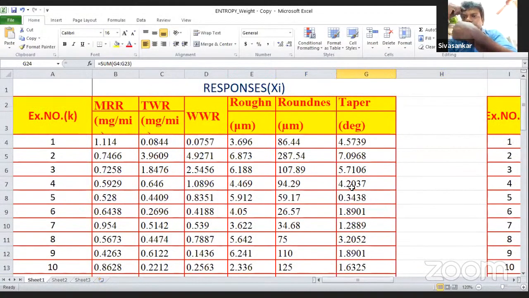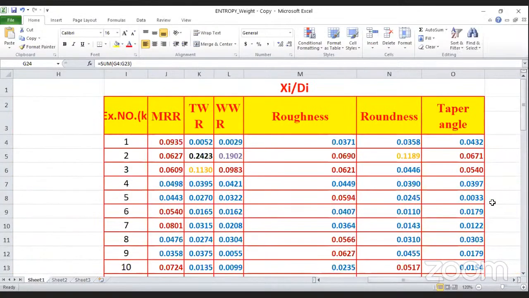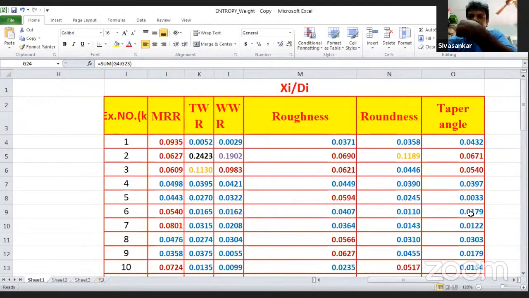The next tabulation. This is called xi by di. For example, if you click the first cell of MRR, now you can see the formula. That is a particular MRR divided by the value of dk for MRR. The value of dk for MRR, please go to the previous table.